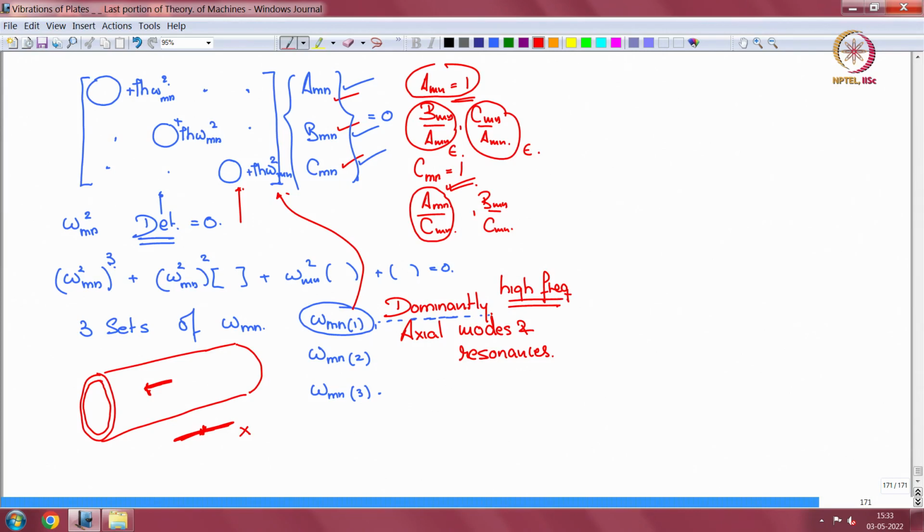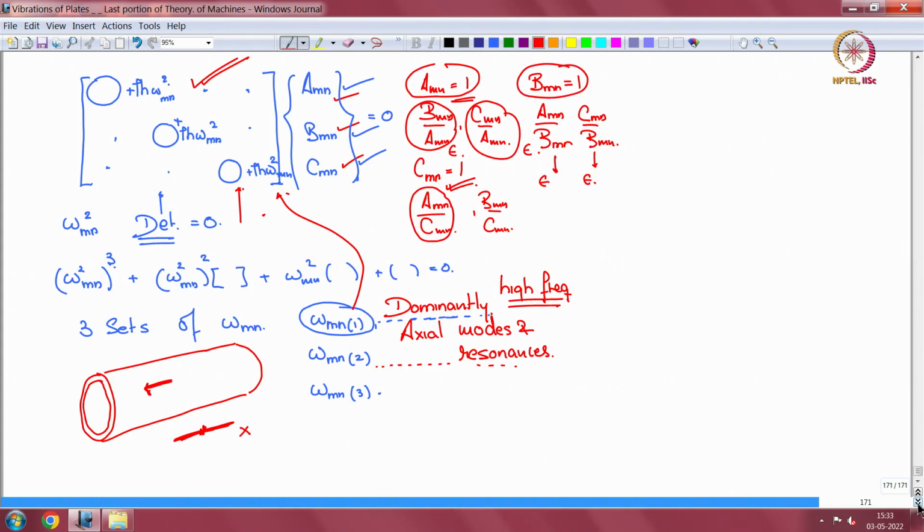Okay. Similarly, if you pick one from the second set of natural frequencies and plug it in here, again this matrix becomes singular, and then you may find that you are looking at Bmn equal to 1, then you have Amn by Bmn and Cmn by Bmn. It may turn out that Amn by Bmn is a small quantity, similarly Cmn by Bmn is a small quantity, and this is about 1.